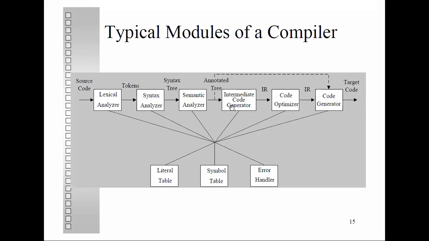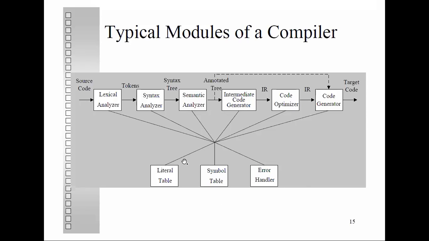What is intermediate code generation? Intermediate code generation means the three address code. The annotated tree is the same as the directed acyclic graph; that is the same meaning here also. It shows how we represent one expression in a tree manner. Then the literal table, symbol table and error handling are predefined things.